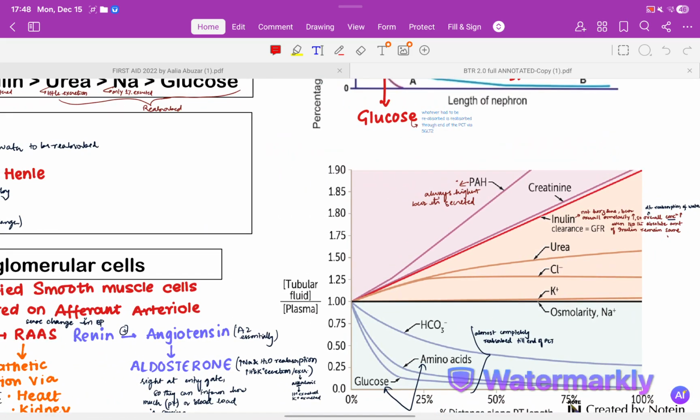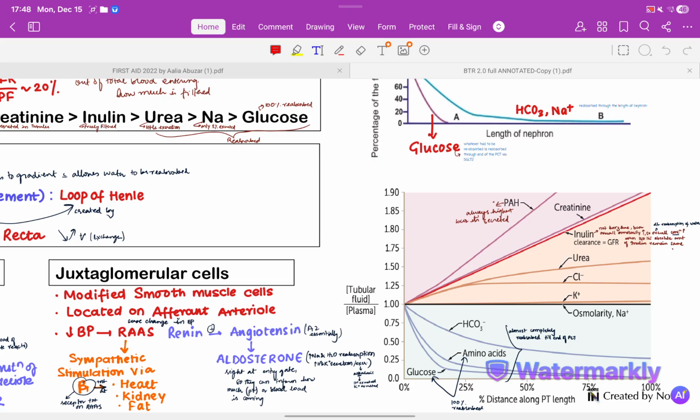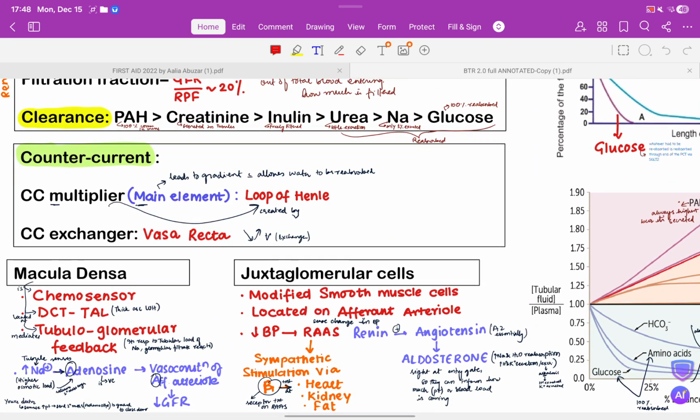Okay, I'll repeat. PAH, creatinine, inulin, these things we already know. Then we have urea, then you have chloride, potassium, sodium, bicarbonate, amino acids, and glucose. Amino acids and glucose are like zero, nil. Okay, now we did study countercurrent.